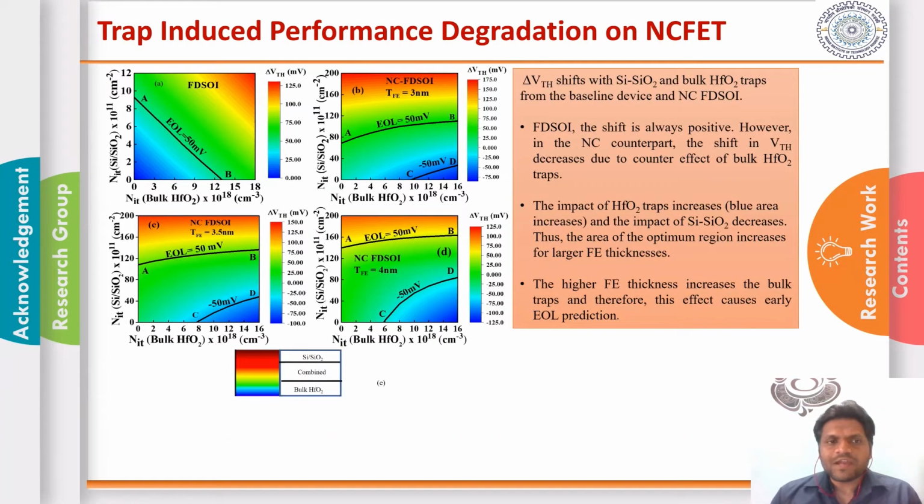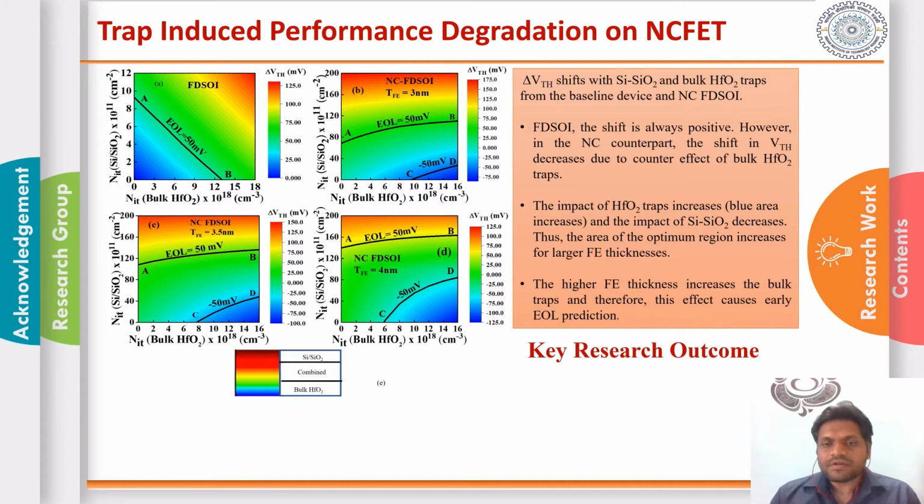We have also analyzed the combined impact of bulk HfO2 and silicon SiO2 traps on the performance of NCFGSY and baseline FGSY, and we found that for a smaller thickness of ferroelectric layer, the NCFGSY shows performance immunity as compared to baseline FGSY since the trap concentration inside the bulk is smaller. But once we increase the ferroelectric thickness, the total trap concentration inside the bulk increases, and due to this it dominates over silicon SiO2 traps, and NCFET shows higher performance degradation.